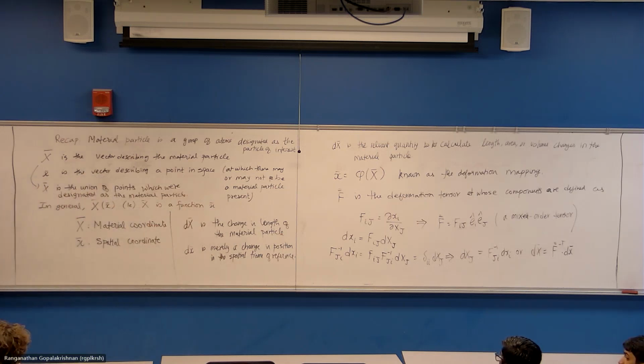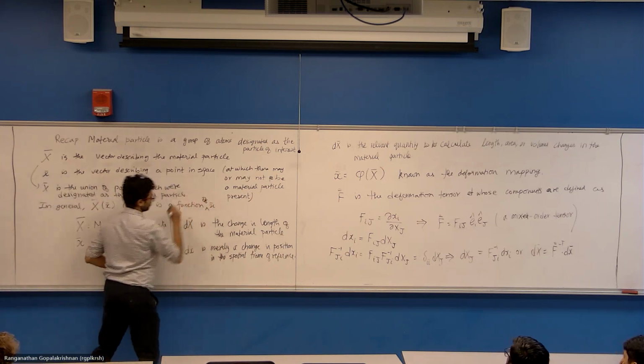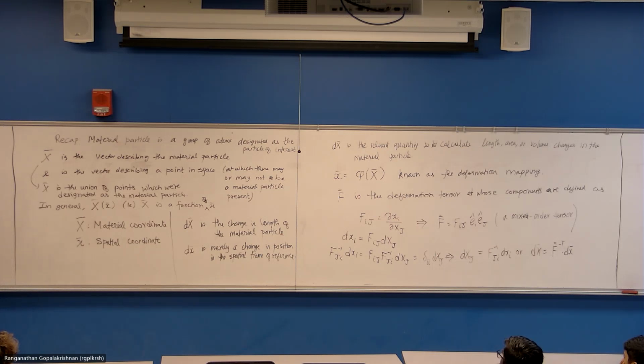Okay. In general, the material particle is a function of position itself. What does this statement mean? Position of the material particle is going to depend on how you're defining it, in the point in space. Okay, it's close but not exactly there. Anybody else want to try?